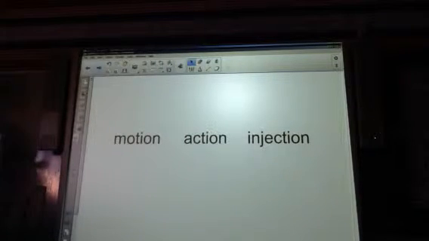T-I-O-N is a final stable syllable. Why do we call this syllable final? Why is it a final stable? Final means at the end of the word. Good, because it's always found at the end of a word. Why is it stable, Maya?